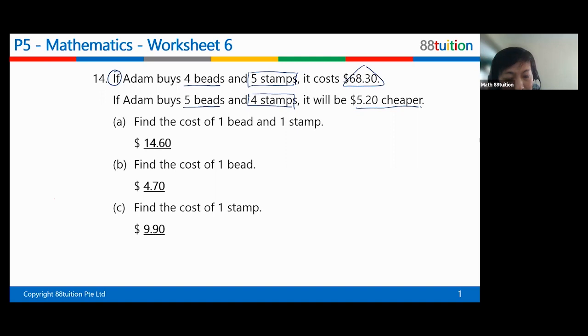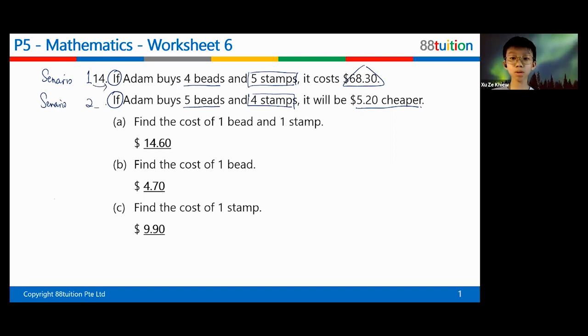Okay, all right, let's go on. Just now we were talking about two scenarios: scenario one and scenario two. So we compare the two scenarios. Now the question is, do we have the actual cost for both scenarios or not? For scenario 1, we do have the actual cost. For scenario 2 is the comparison. Very good.